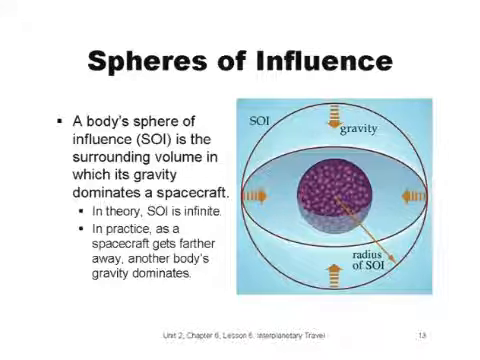So now we're going to talk a little bit more about the sphere of influence, or SOI. A body's SOI is the volume around the body in which its gravity dominates. In theory, a sphere of influence is infinite. But in reality, when a spacecraft gets so far away from one body and gets close enough to another body, it has left the first one's sphere of influence.